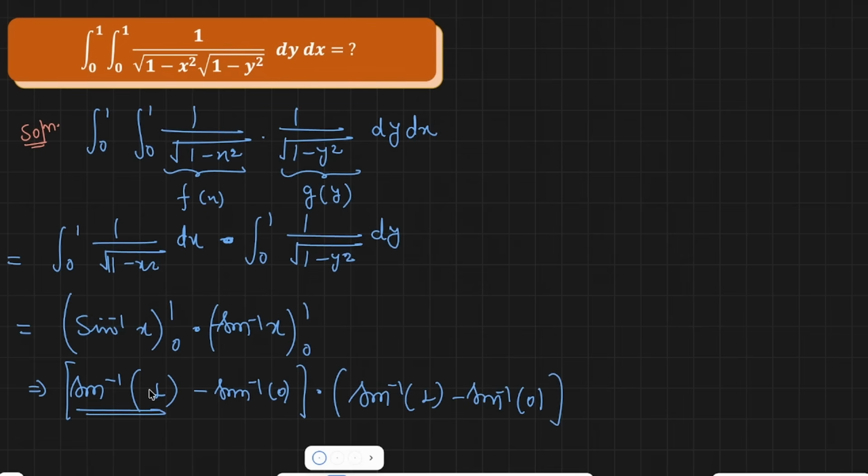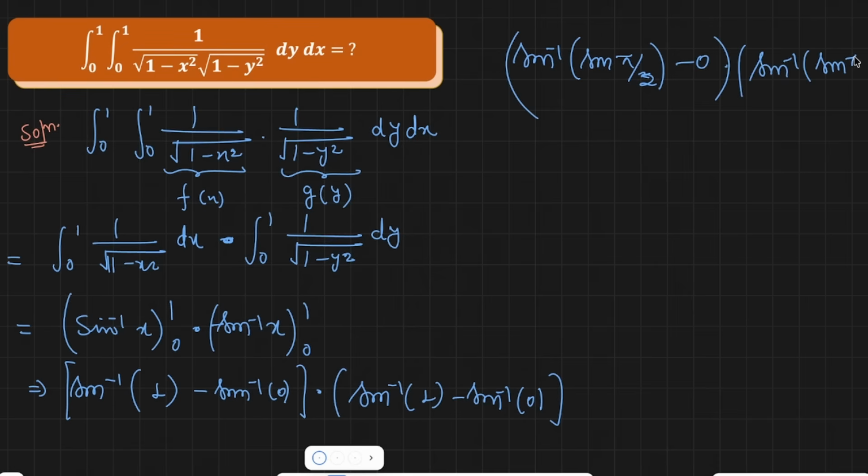What is sine inverse 1? That is pi by 2. It means sine inverse of sine pi by 2, and sine inverse 0 is 0. So this is pi by 2 into pi by 2, which will be pi square by 4. This is the answer of this. Okay, so you can solve the question in this way. This is all about the questions related to constant limits.